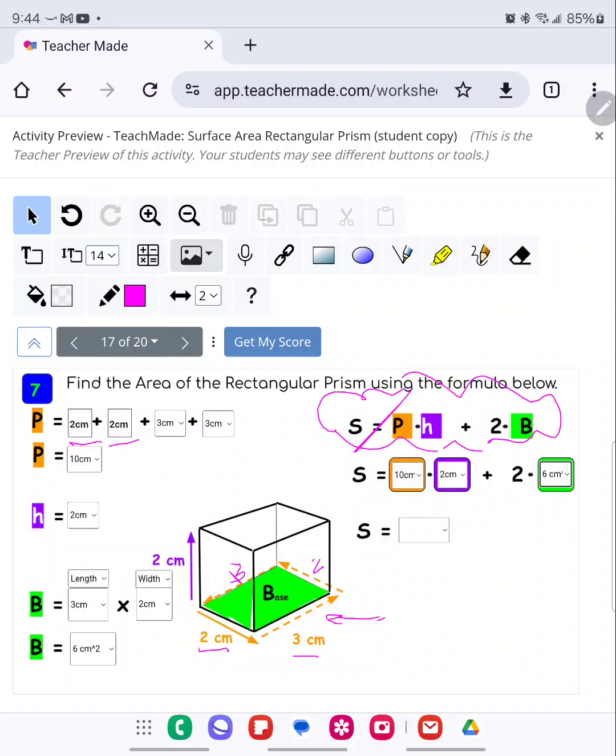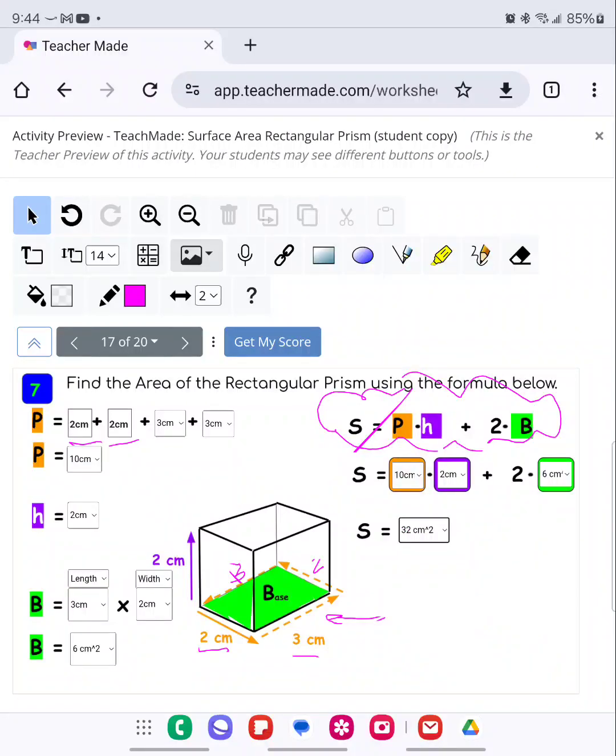If you want to do it in your head, what's 10 times 2? 20. What's 2 times 6? 12. What's 20 and 12? When you add it together, 32 centimeters squared. And there you go, guys. That's how you do it.